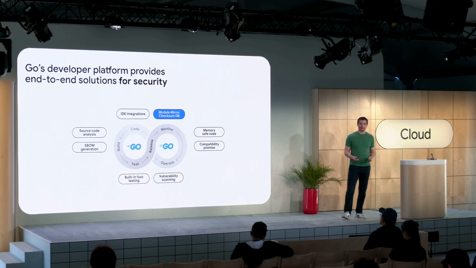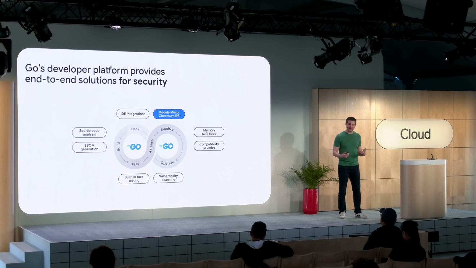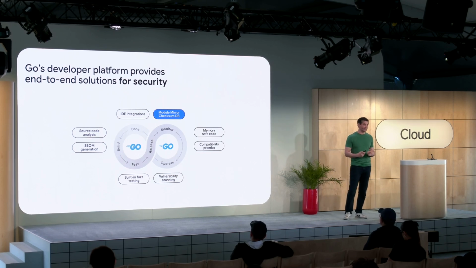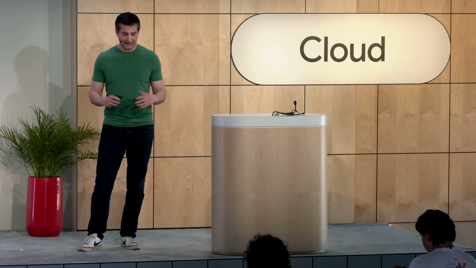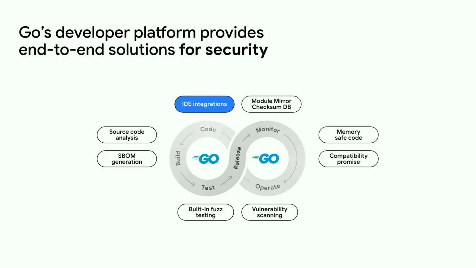This starts with our dependency management system, where we've got the Go module mirror, the checksum database, and the package website at pkg.go.dev. They all warn you if a library that you depend on is tampered with or suffers from some known vulnerability. How this works is actually very interesting. It's beyond the scope of this talk, but I encourage you to check out all the material we have online about it. Our IDE integrations go deep.